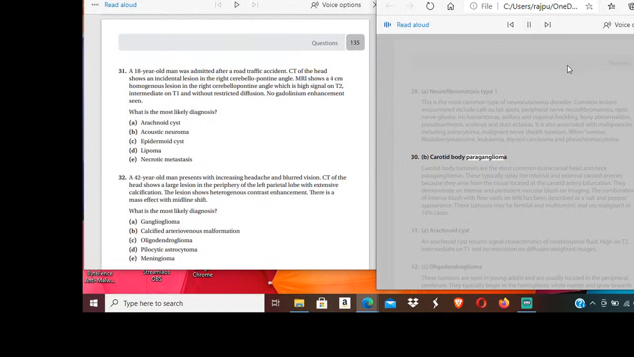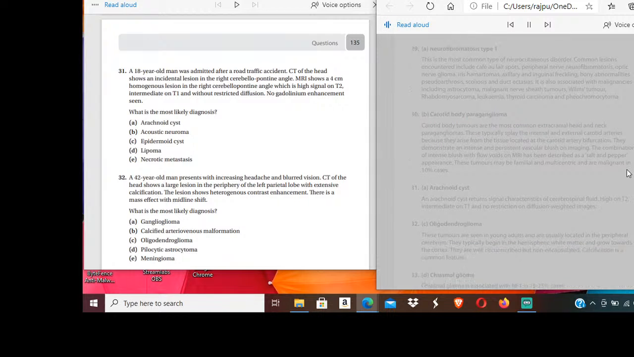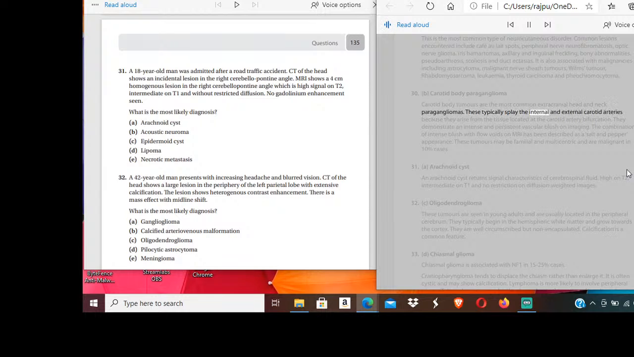Body paraganglioma. Carotid body tumors are the most common extracranial head and neck paraganglioma. These typically splay the internal and external carotid arteries because they arise from the tissue located at the carotid artery bifurcation. They demonstrate an intense and persistent vascular blush on imaging. The combination of intense blush with flow voids on MRI has been described as a salt and pepper appearance. These tumors may be familial and multicentric and are malignant in 10% of cases.